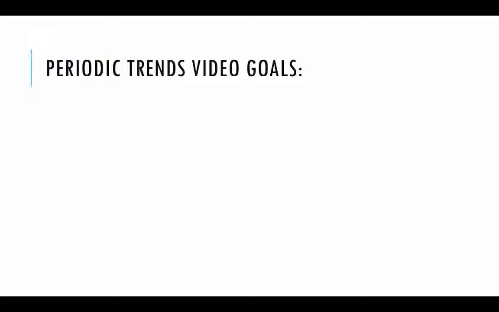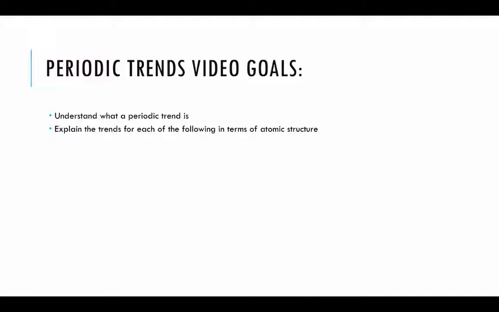That brings us to the end of this video. Let's review our goals. First, we looked at what a periodic trend is, and then we looked at trends for each of the following: ionization energy, metallic character, electron affinity, and atomic radius.